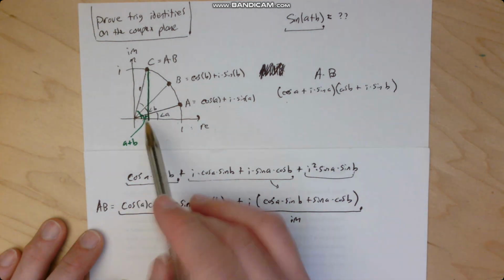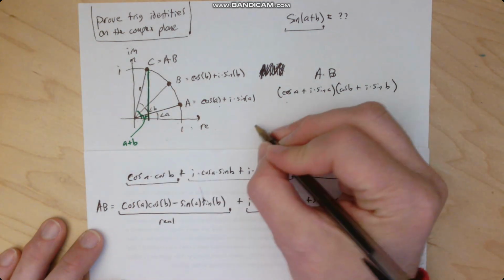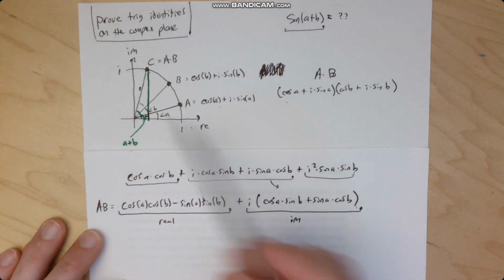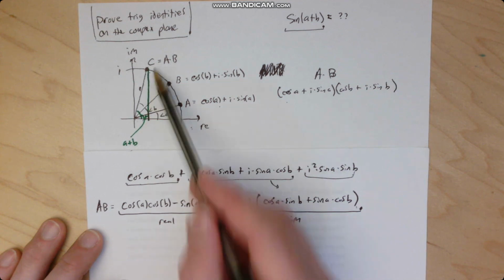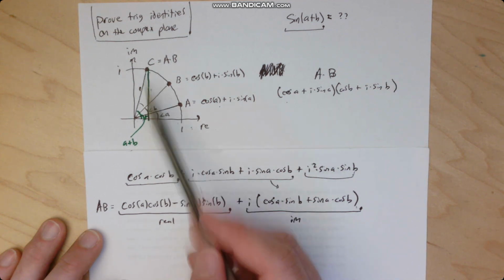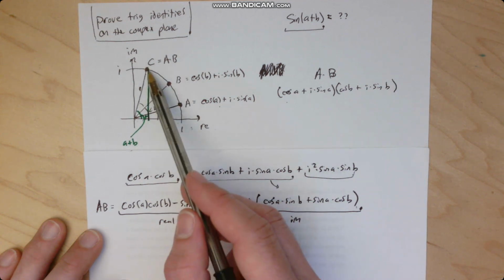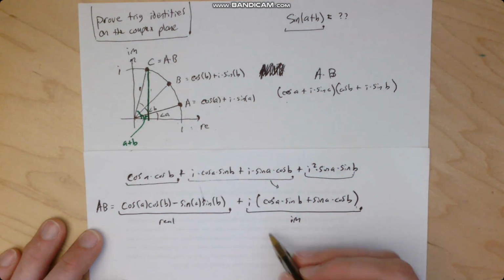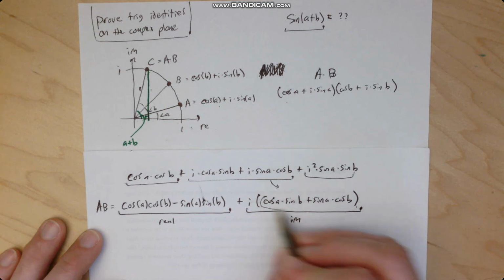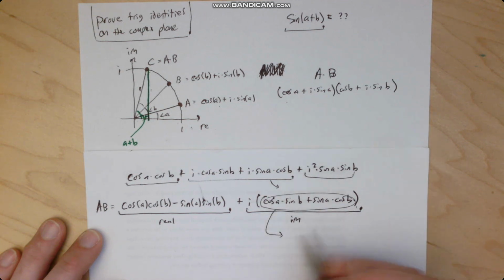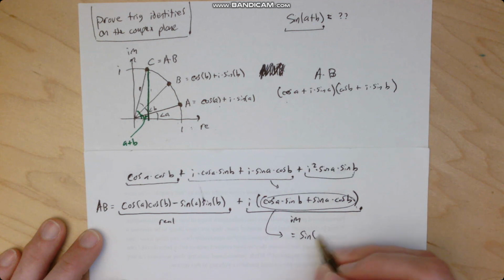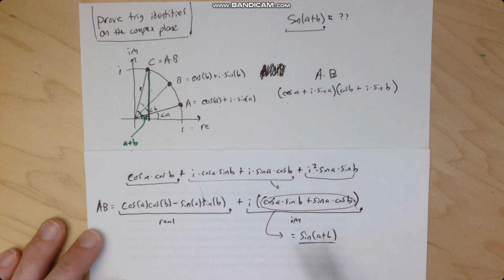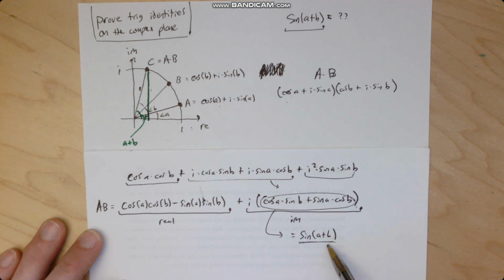We've already said that this green height is the same as the sine of A plus B because of SOHCAHTOA. But this green height is also the imaginary component of that number. And we've now just directly solved for the imaginary component of that number. So what we have is this right here should be equal to sine A plus B. And that's the identity we were looking for. This is the angle sum identity for sine.